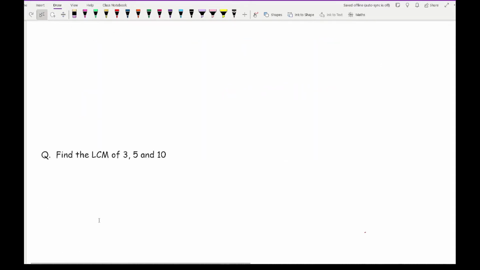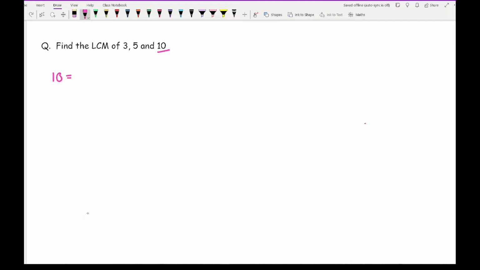So let's have a look at an example question. Here let's find the lowest common multiple of three numbers. Now I would always recommend that you start with the largest of the numbers. So here I'm going to write 10, and I'm just going to write down the first couple of multiples of 10: 10, 20, 30, 40, 50, and let's say 60.